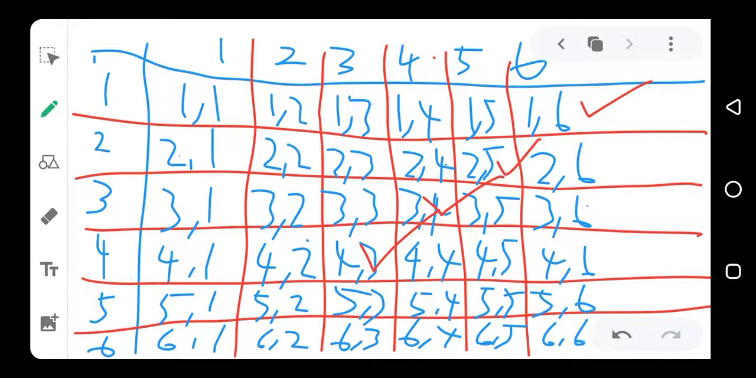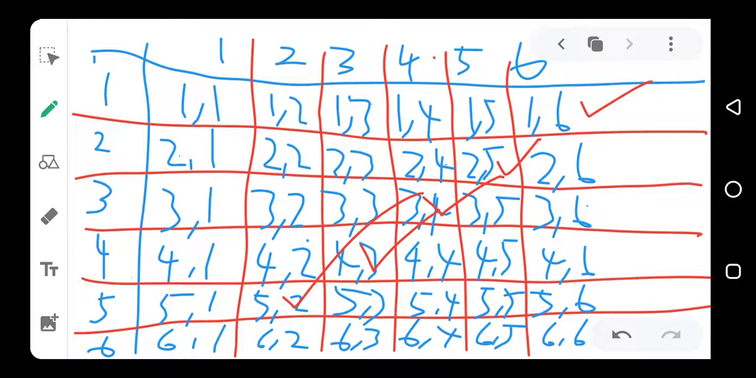The other row, 5 plus 1 will not give us 7. 5 plus 2 will give us 7. We mark it. 5 plus 3 will not give us 7. 5 plus 4 will not give us 7. 5 plus 5 will not give us 7. And 5 plus 6 will not give us 7.